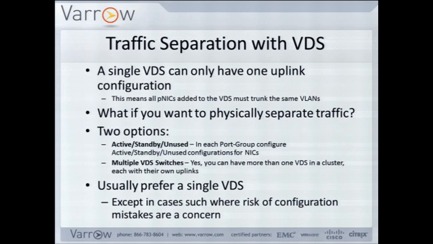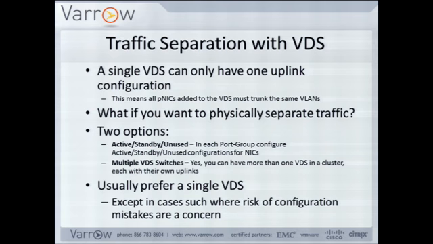Real quick on traffic separation, you've got two options. First of all, you can have multiple distributed switches. People are like, well, why would I want to do that? Isn't the whole point of this to have one? Well, I don't care. You can have a single vSphere host be a member of multiple distributed switches. You may have a distributed switch with physical uplinks just for NFS traffic, and another distributed switch with uplinks just for VM traffic. Nothing wrong with that. You can absolutely do that.